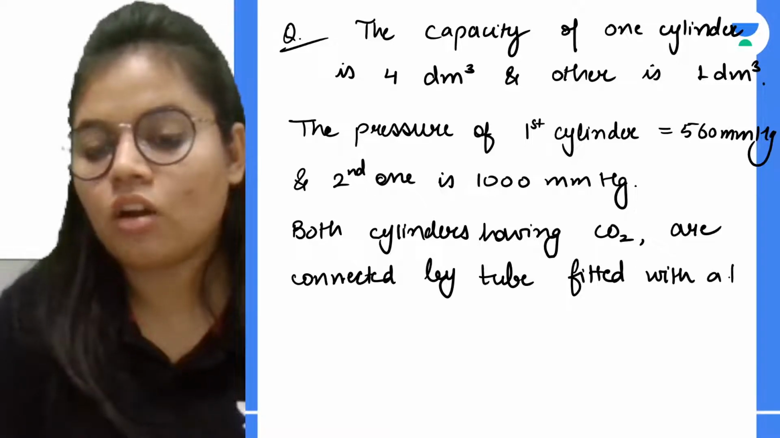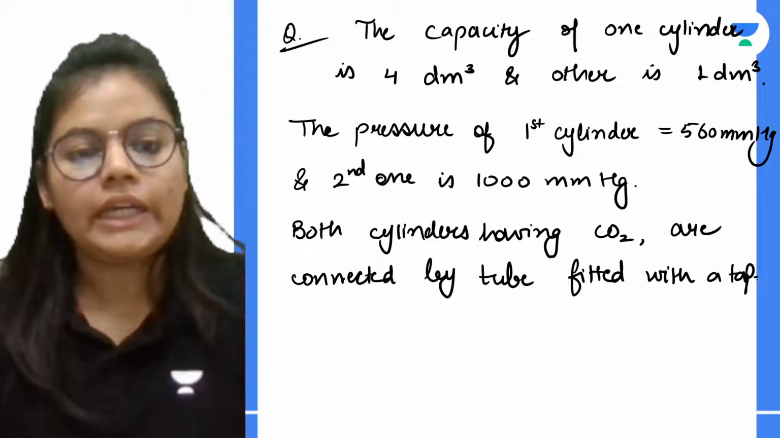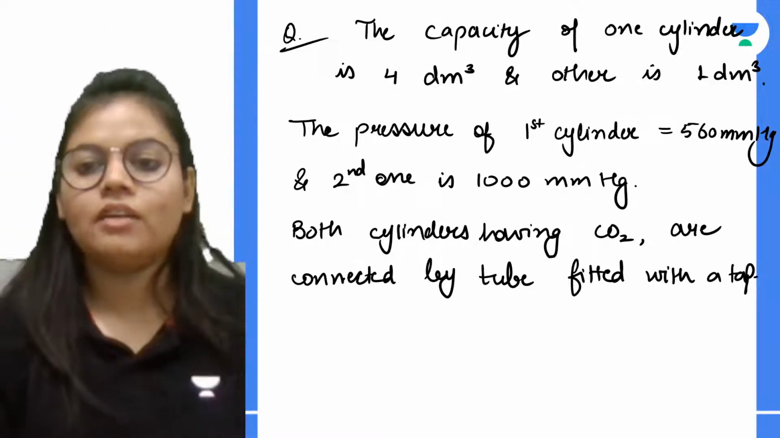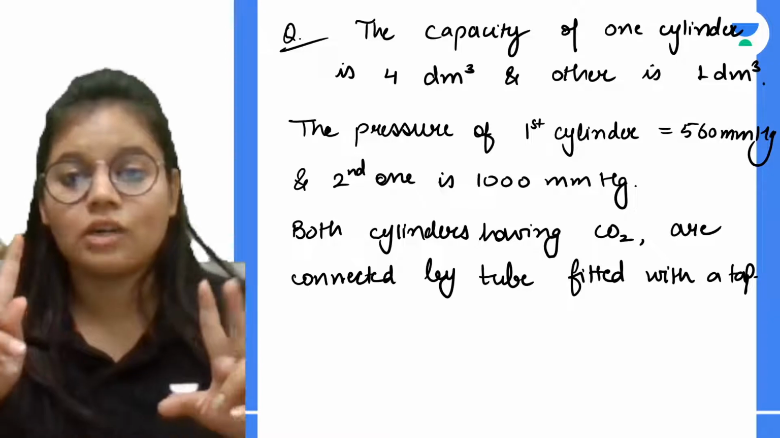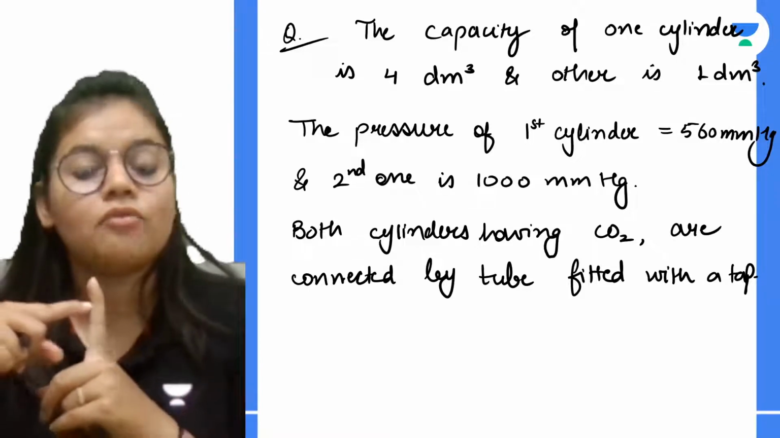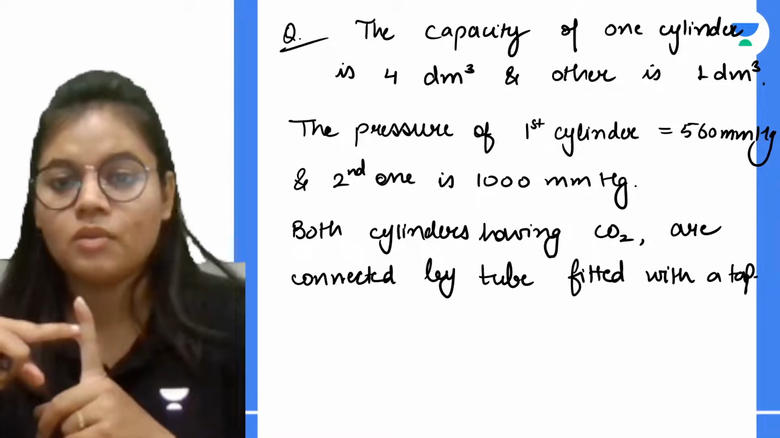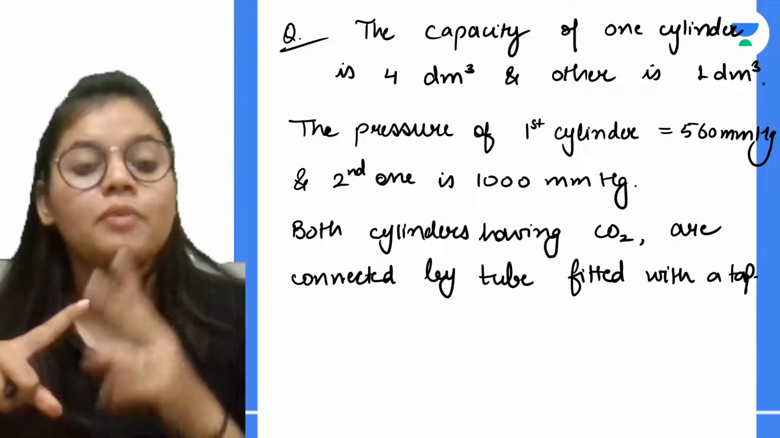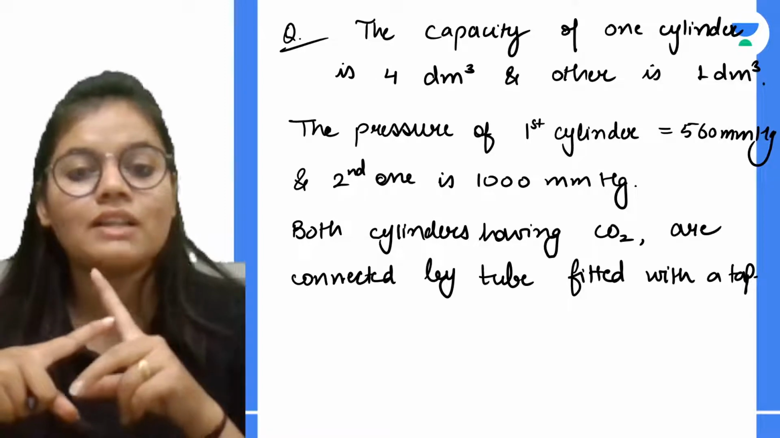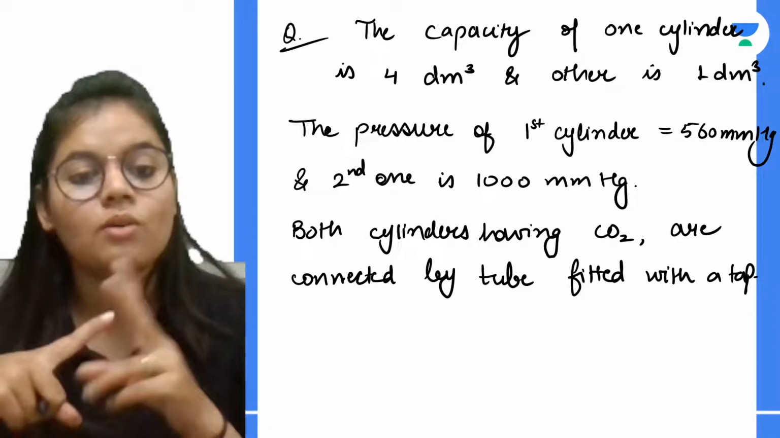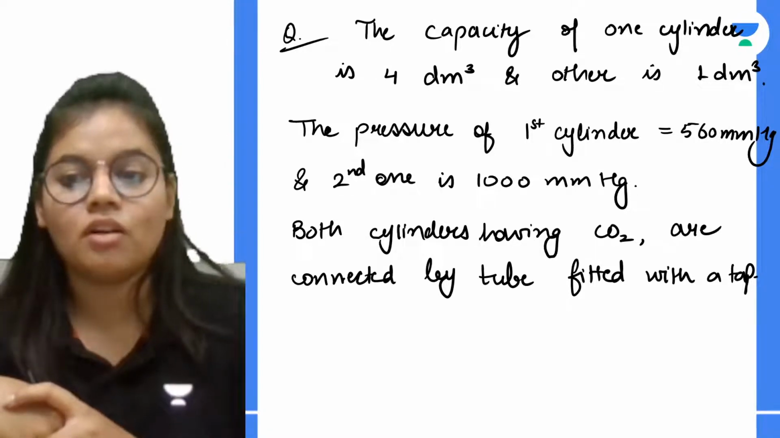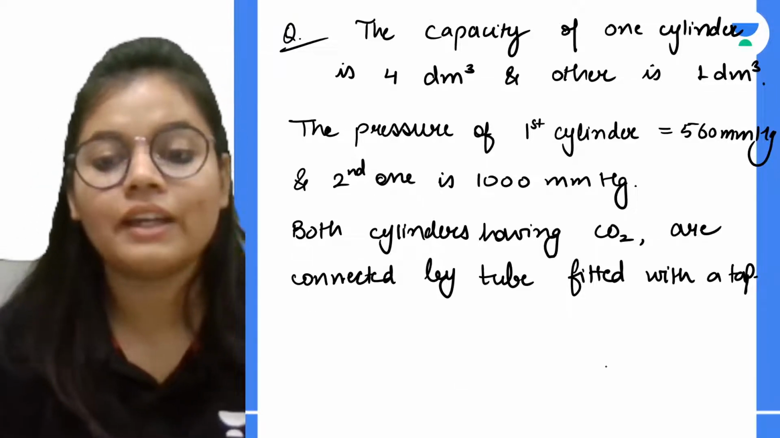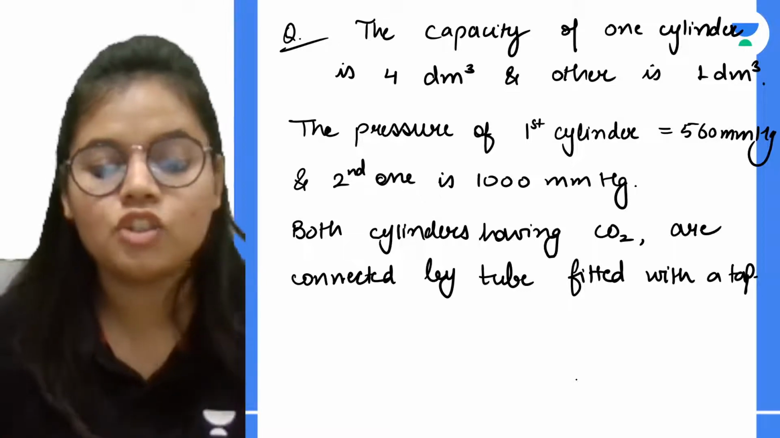So before solving the question, it's important to understand this question. First of all we have been given 2 cylinders, in which the capacity of one is 4 decimeter cube, and second is 1 decimeter cube. The pressure of first cylinder is 560 millimeter of mercury, and second is 1000 millimeter of mercury. Now these both cylinders are connected by a tube.